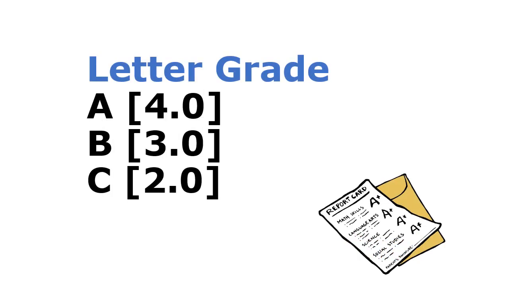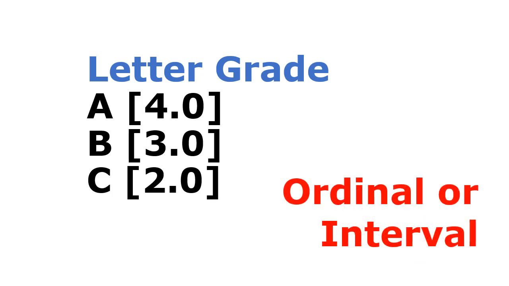And what about letter grades? This is interesting. Let's say that an A is a 4.0, and a B is a 3.0, and a C is a 2.0. So think about that one. What would that be? Also a little tricky. It could be ordinal, or it could be interval. Now, the reason why I say ordinal is because I don't think that the difference between a B and a C, between a 3 and a 2, is the same as the difference between an A and a B. I think there's a greater gap.